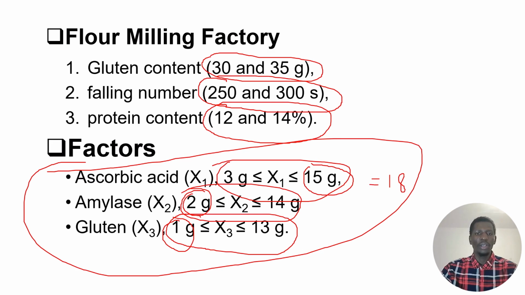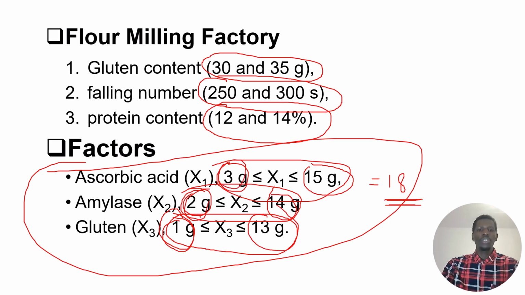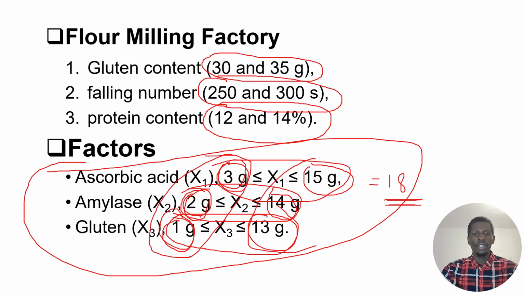If you decide to take the upper limit of amylase, the lower limit of ascorbic acid, and the lower limit of gluten, it will also be equal to 18. If you decide to take the upper limit of gluten, and the lower limits of amylase and ascorbic acid, it will also be equal to 18. So this is another example of a mixture design problem with limits.